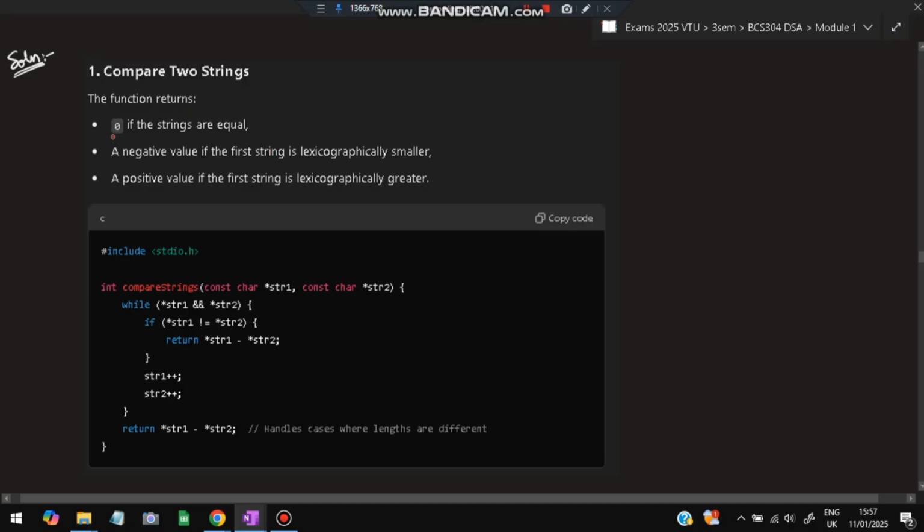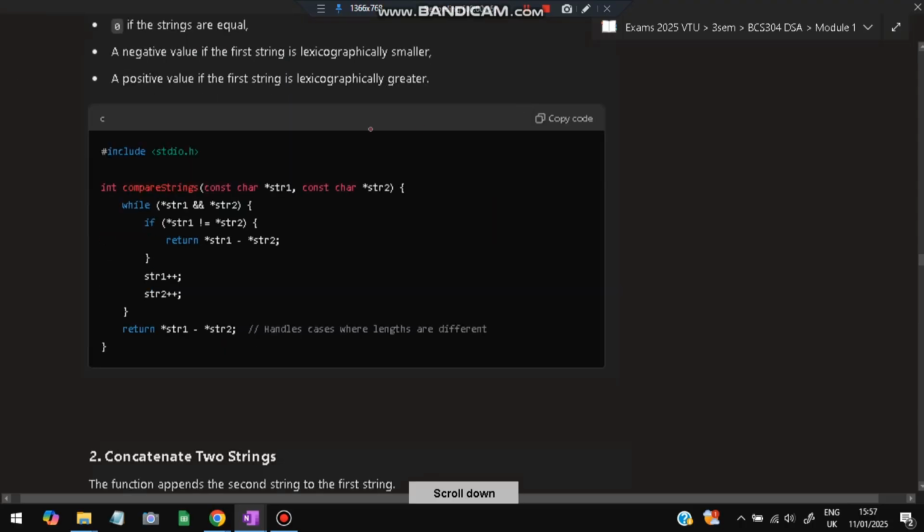First you have to return 0 if strings are equal, a negative value if the first string is lexicographically smaller, and a positive value if the first string is lexicographically greater. If 0 comes, it means it is equal; if 0 does not come, it means the strings are not equal. So this is the code you have to write here. First, int compare strings, and take the two strings, const char star str1 and const char star str2, the two strings we need to compare. After that there will be a while loop, until str1 exists and str2 exists, meaning both strings are not over, you have to run this loop.